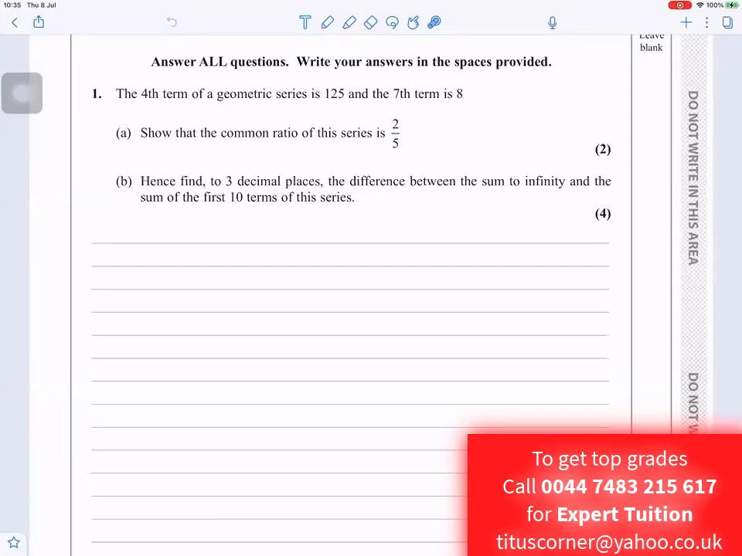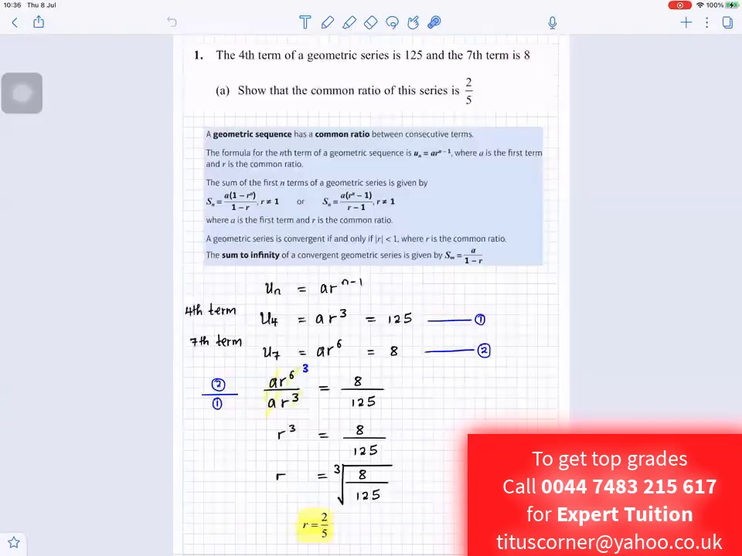Question 1. The fourth term of a geometric series is 125 and the seventh term is 8. So you do part A and you do part B. Part A, show that the common ratio of this series is 2/5.